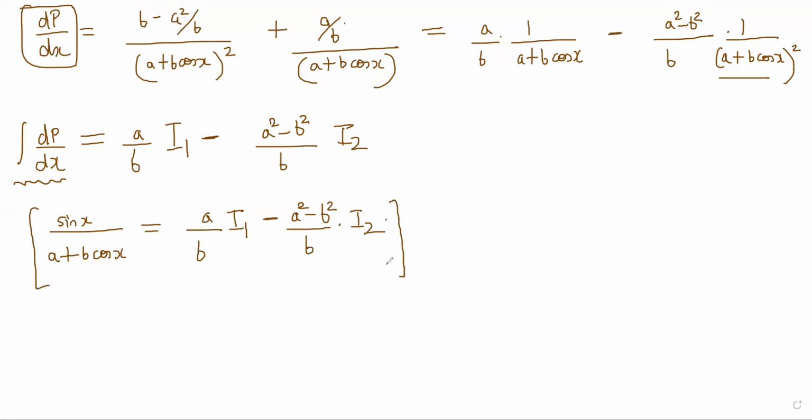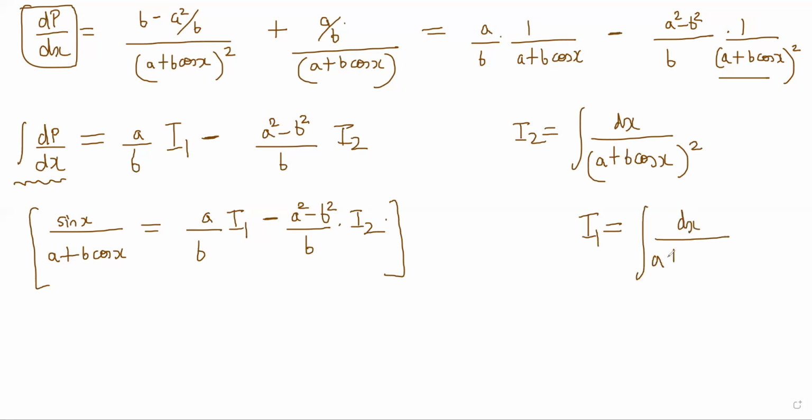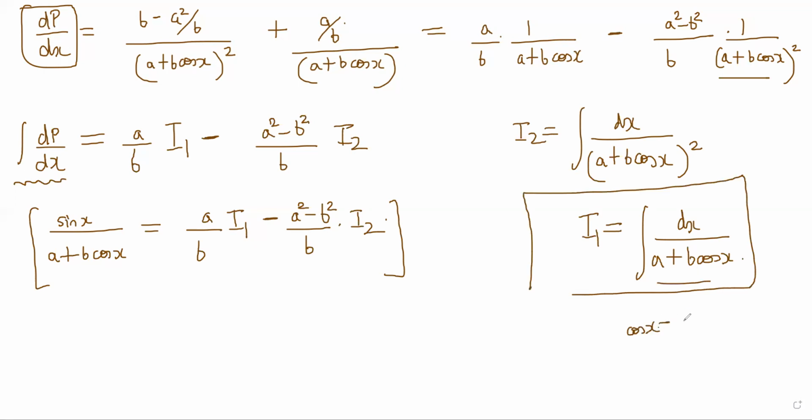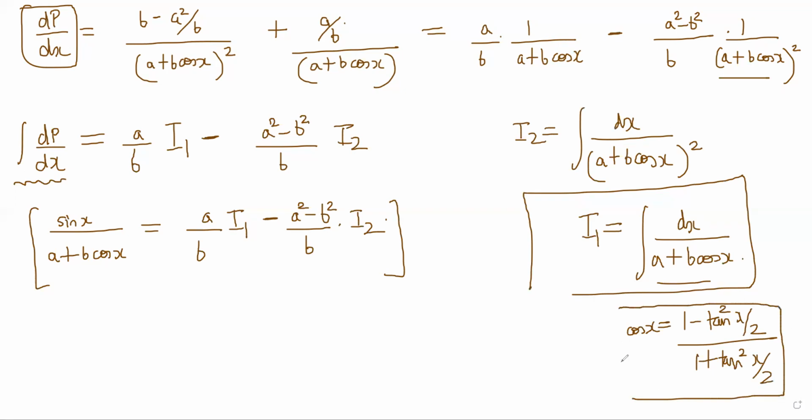Now, our job was to find I2, right? I2 was integral of dx by (a plus b cos x) whole square, right? I1 was a doable integral. I1 was dx by a plus b cos x, right? Why is this doable? Here we can take cos x is equal to (1 minus tan square x by 2) by (1 plus tan square x by 2). And this is totally doable. You'll take tan x by 2 is equal to t in the next step, right?